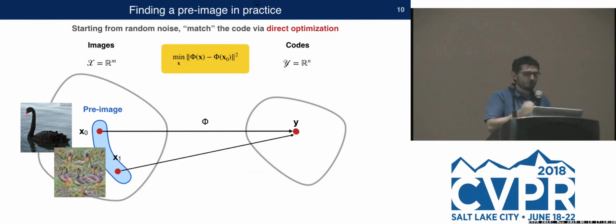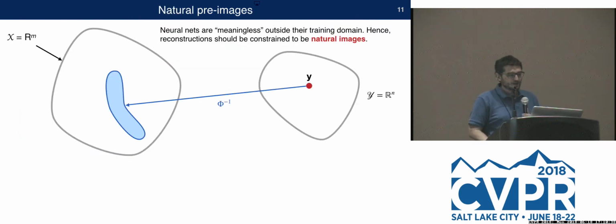That's going to pull my code y to be the same for the images x0 and x1, and in the process of doing that, it's going to pull my random noise image onto the set of pre-images of the function. So I can get a sample out of that set. That's the idea. Very simple. Now, if I do that in a sort of trivial way, actually this doesn't work very well.